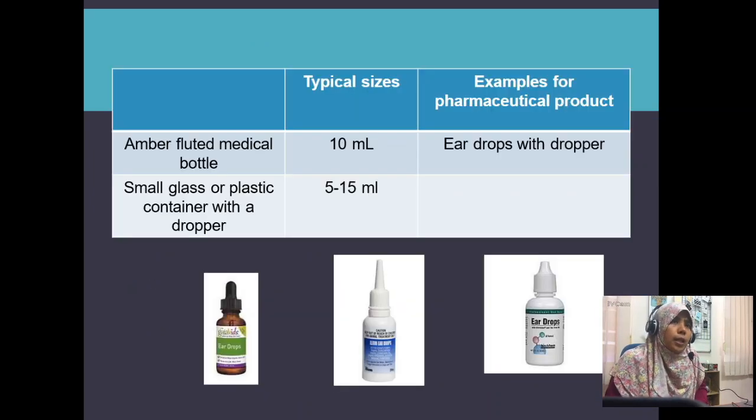This is just a repetition for the otic preparation. If you remember, I've already told you about the topical. For the otic also, the packaging is just the same. We use amber fluted medical bottles and also small glass or plastic containers with a dropper. The typical size is 10 ml, or 5 to 15 ml, because we just want to use it for around a week or 2 weeks, not more than that. Usually the packaging comes with a dropper. This is how they look.